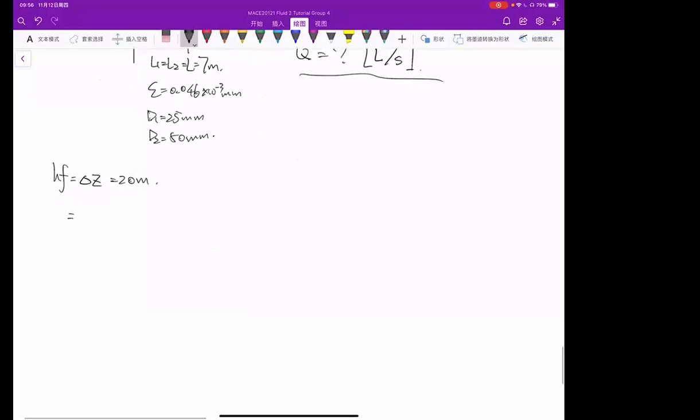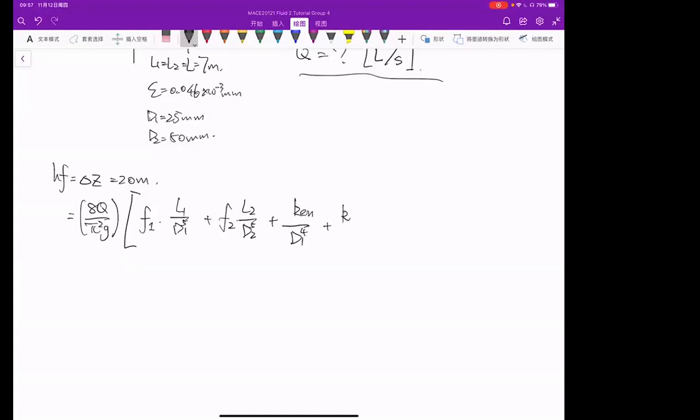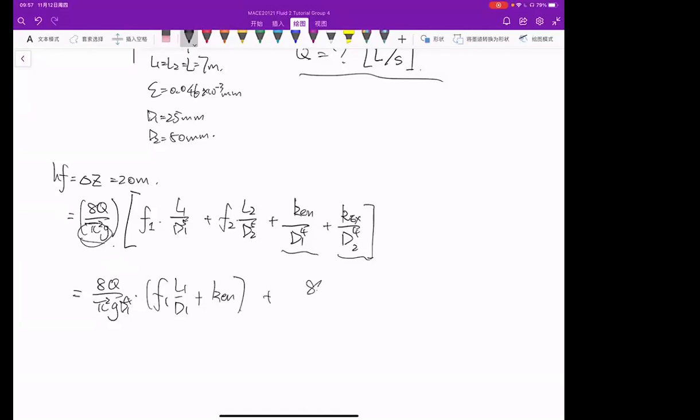And then we need to calculate HF, the head loss due to friction, which is, since we have a change in diameter, written in this way: F1 times L1 over D1 to the power of 5 plus F2 times L2 over D2 to the power of 5 plus K entry over D1 to the power of 4 plus K exit over D2 to the power of 4. So this D1 and D2 are just coming from here. Basically it's in the form of 1 over D1 to the power of 4 times (F1 L1 over D1 plus K entry) plus the same for D2. So we put D1 into here, and we finally get this.